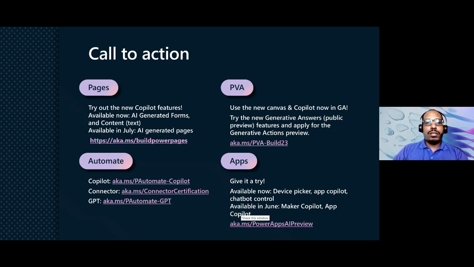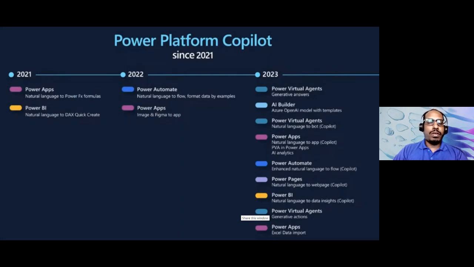It started in 2021 with Power Apps and Power BI, and Power BI can use the Copilot feature to predict data models and data analytics as well. Next they included Power Automate. By 2023, you can see most of the toolsets, like Power Pages, Power BI, and all the others, have a Copilot feature right now. As our speaker said, it is still in preview mode.